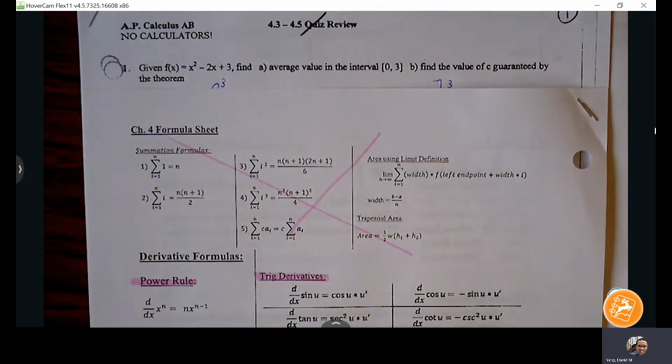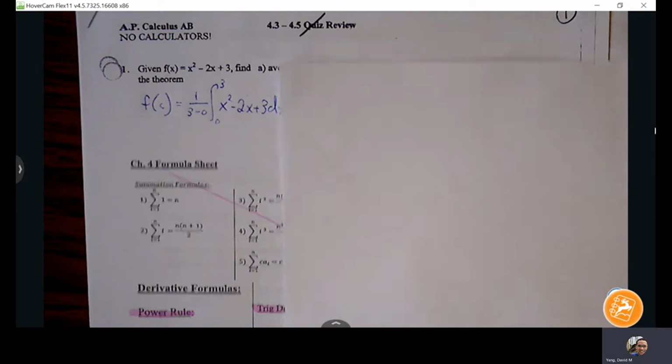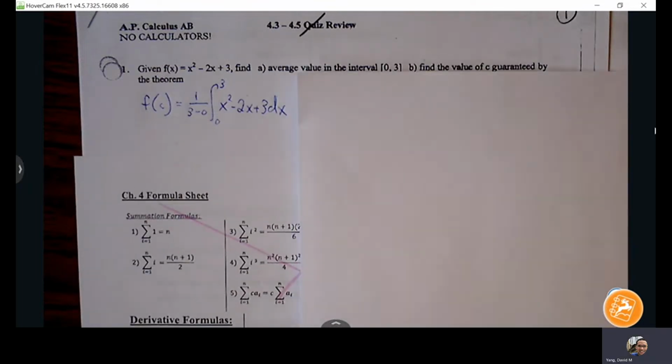Okay, so we start off by just going ahead and replacing all the a and b with 0 and 3, replacing the integrand with the function. So what do we do first after we get this set up? Good, power rule.